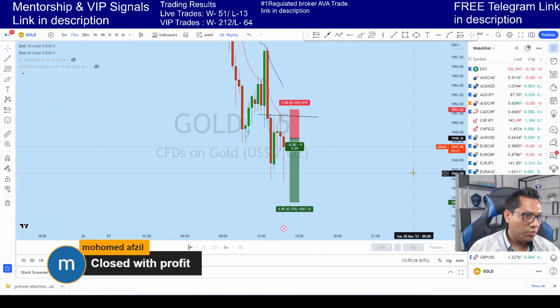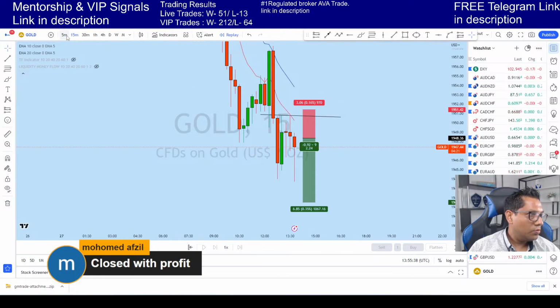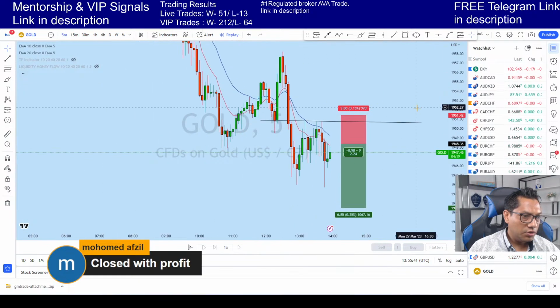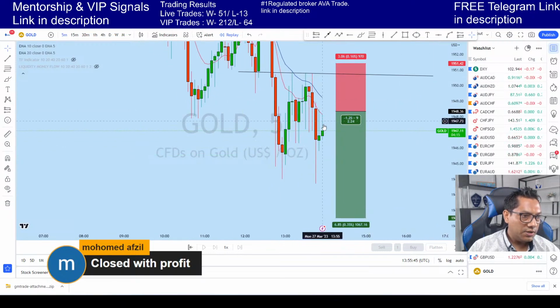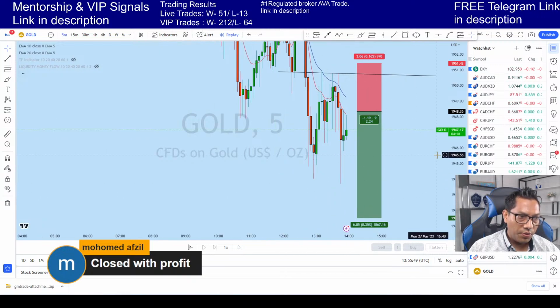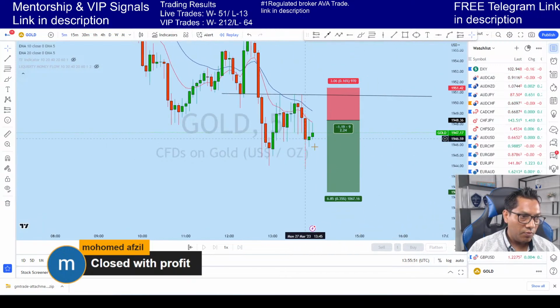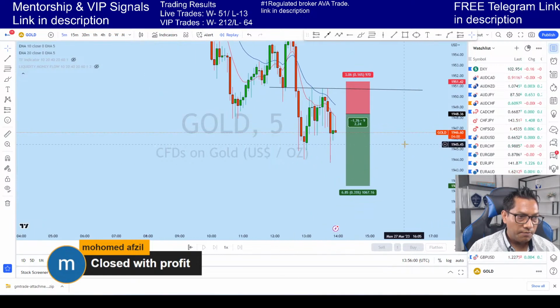Gold sometimes doesn't want to move in the direction. Okay, so this is the 5 minutes candle. Now you see that if this current candle cannot break this high, there will be a drop here. So we'll keep watching that current one. If this one cannot break the previous one's high, there's a drop coming up. Okay, we see that there is bearish pressure coming up.